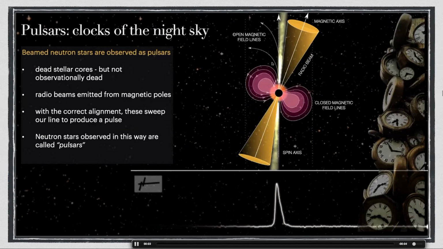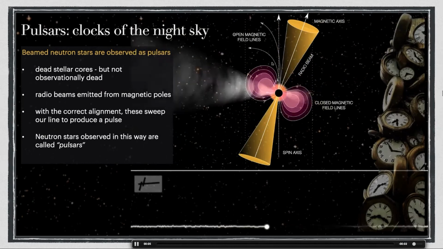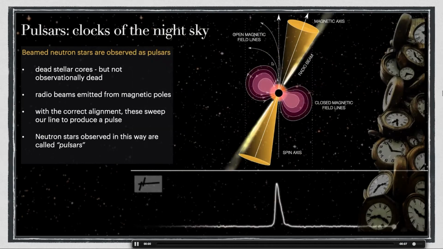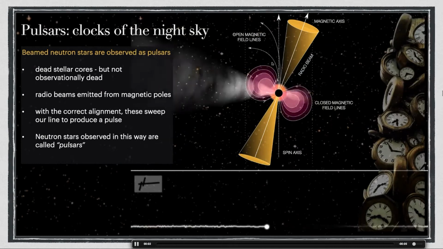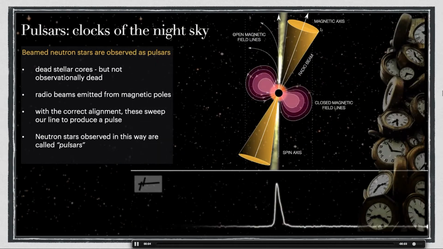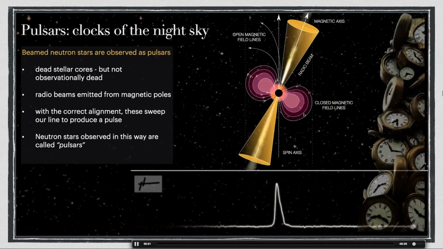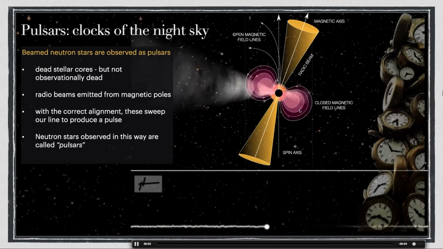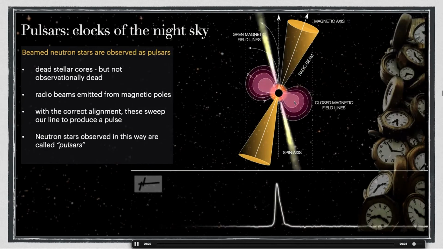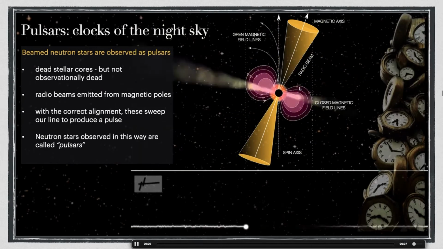So particles are being accelerated off the surface of this neutron star, and in this process there are particle cascades, and what we end up observing is coherent radio beamed emission. And the rest of this, the closed field lines, or the closed part of the magnetic field, we call the magnetosphere.